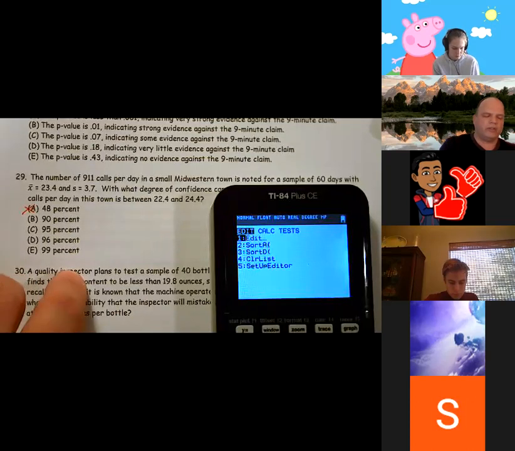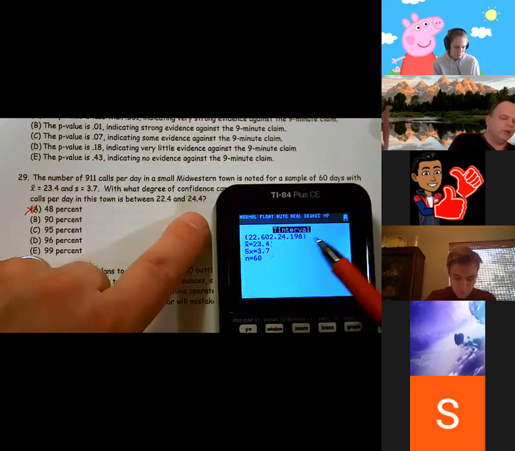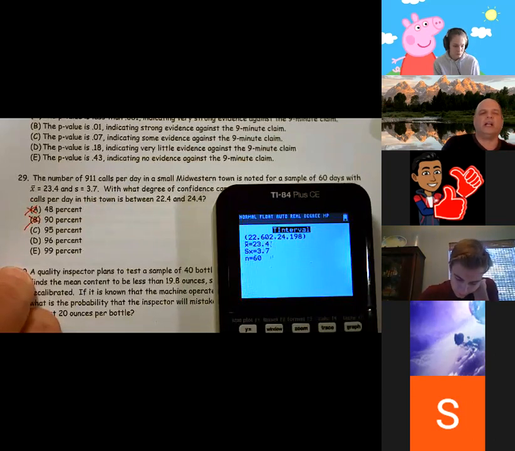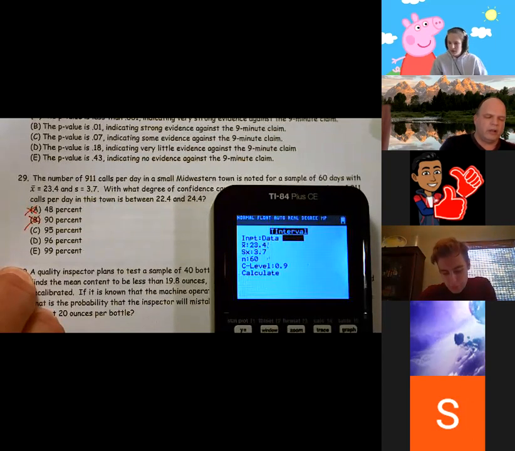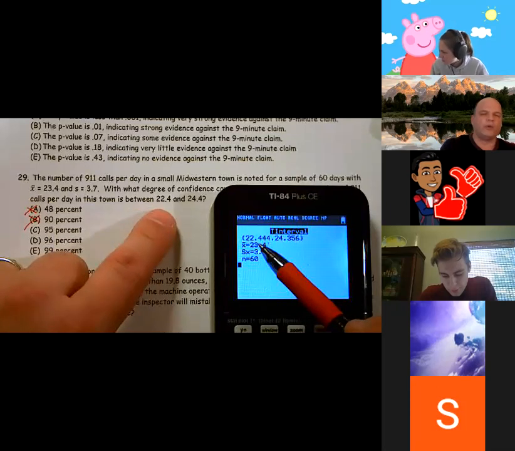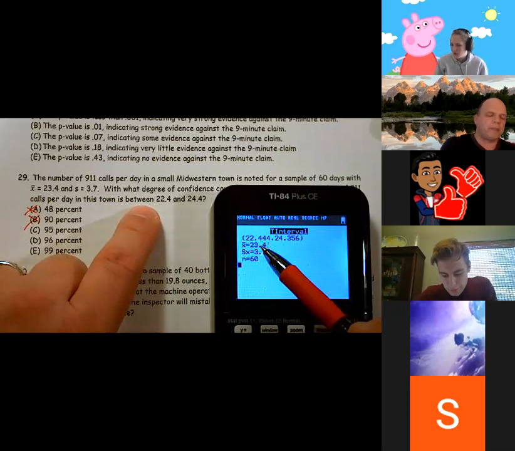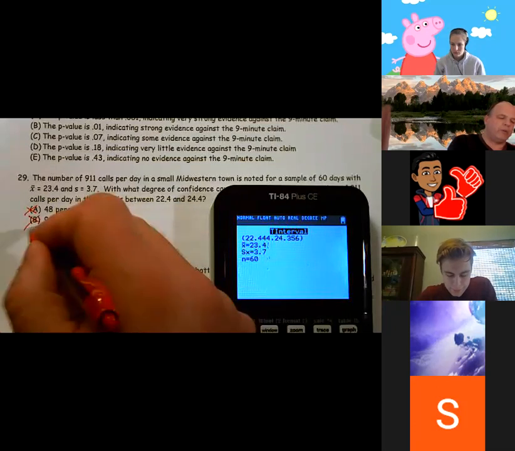If I go to stats, test, a t interval, and I widen it out to 0.90. Once again, 22.4 falls below the interval, 24.4 falls above the interval, so it's not a 90% interval because they're not contained in this. It has to be between that. So then I go stat test a t interval. And this is one that's easy to make a mistake on because we see 22.44 and it's like, well, is 22.4 and is 24.356 in that, or is 24.4 in that interval? And it's not. 24.4 is above that interval. So that doesn't work for that one.